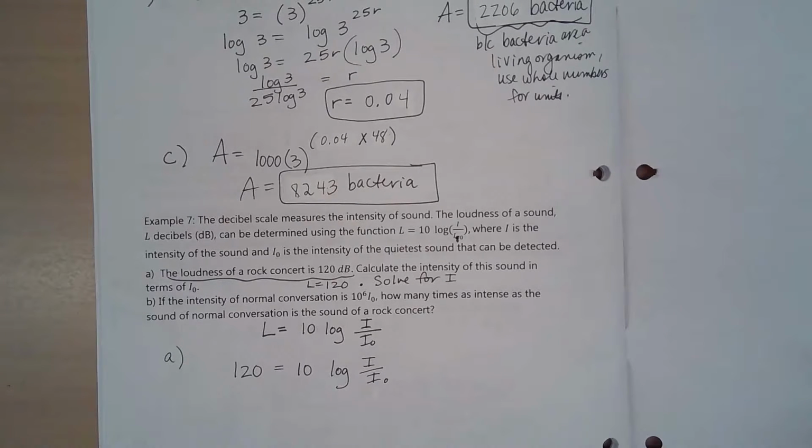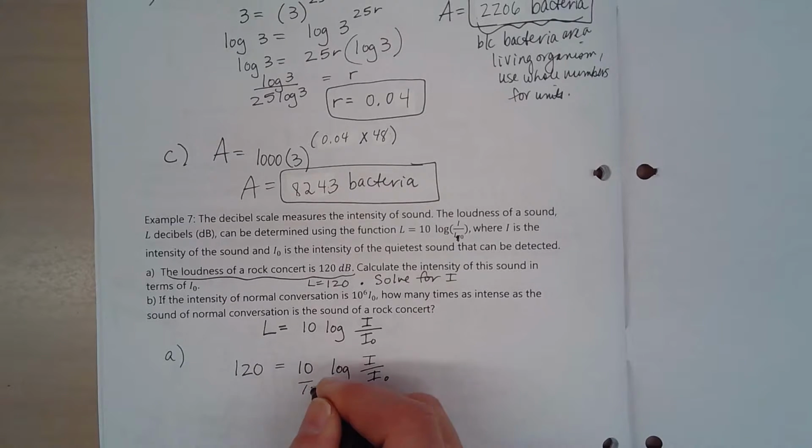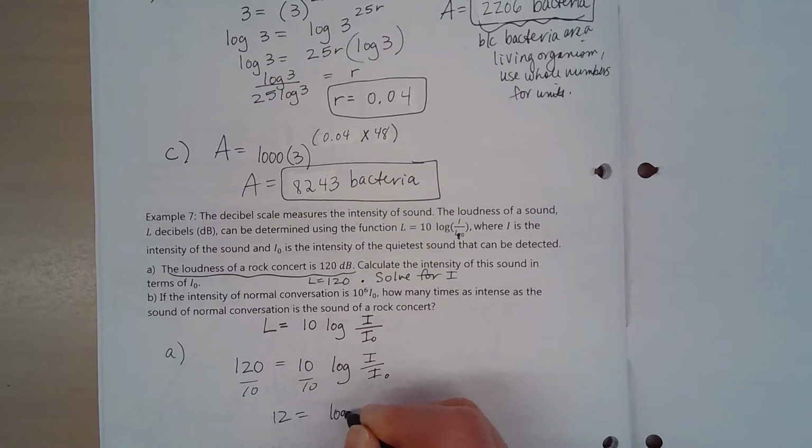Negative 10? Where do you get the negative 10? So the 10 to the I on... or divided by 10. Why don't we just divide by 10, right? That would make things simpler right away. Divide by 10, divide by 10. So I'll get 12 equals log of I over I0.